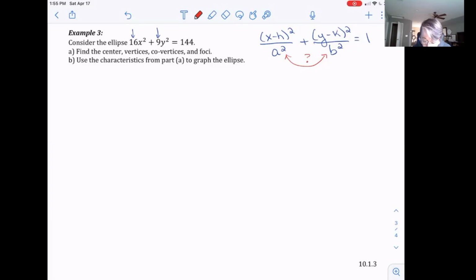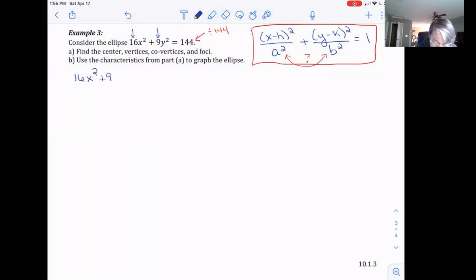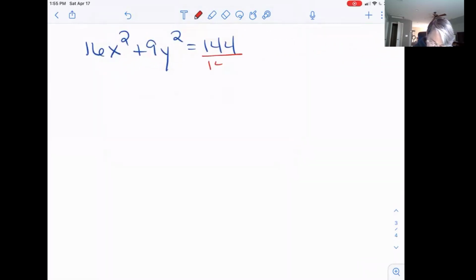So looking at our goal, looking at this equation to the right, we need it equal to 1. It is not equal to 1. It's equal to 144. So one thing we can do is divide everybody by 144 and then see where we can go from there. So we're going to take the 16x squared plus the 9y squared equals 144. We're going to divide everybody by 144. So we get x squared over 9 plus y squared over 16 equals 1.